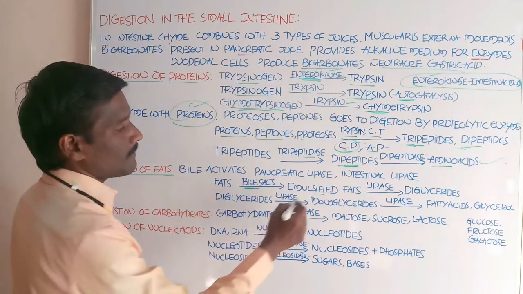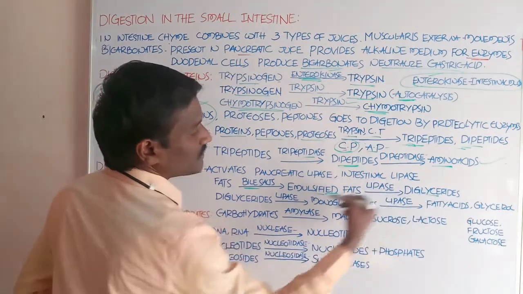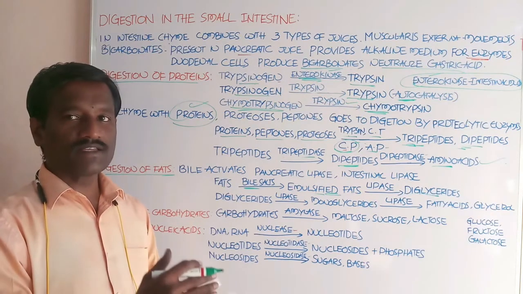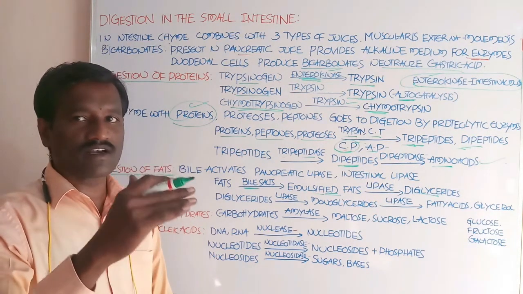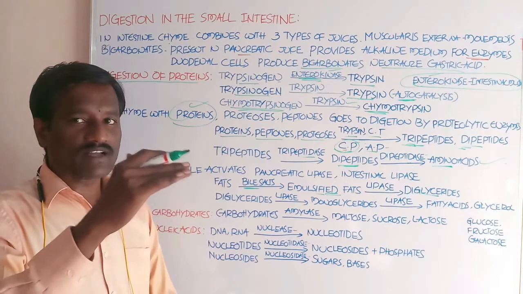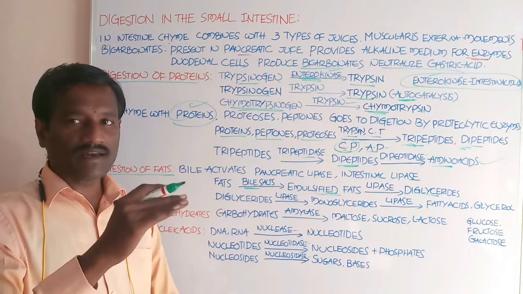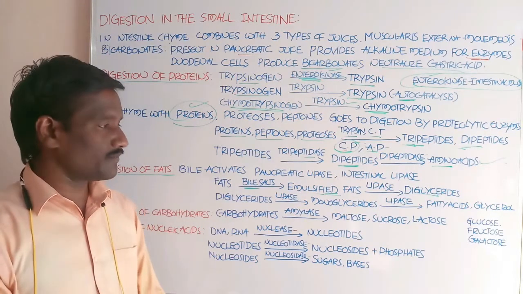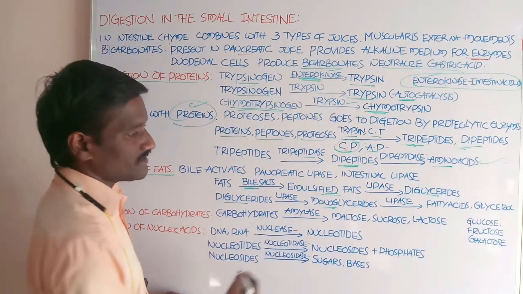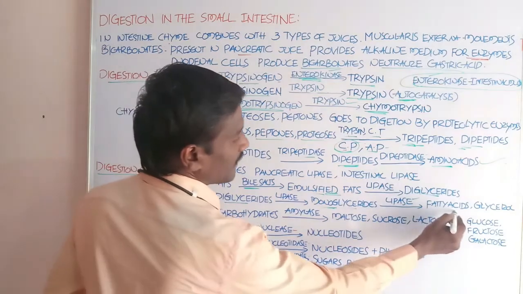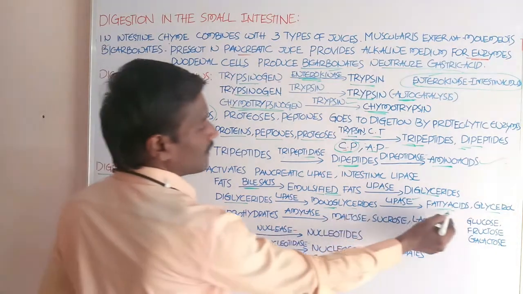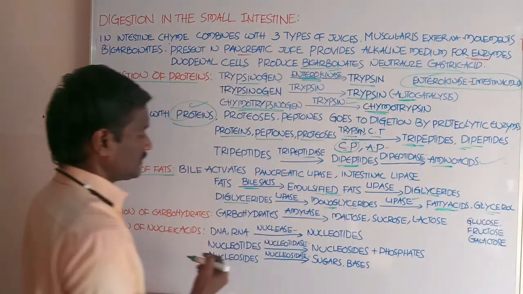Emulsified fats are converted into diglycerides by the action of lipase. Intestinal juice contains lipase, and lipase is also present in the pancreatic juice. Pancreatic lipase is also called steapsin. Now, lipase acts on the diglycerides and converts them into monoglycerides. Lipase acts on the monoglycerides and finally converts them into fatty acids and glycerol. Students, these are the end products of fat digestion.